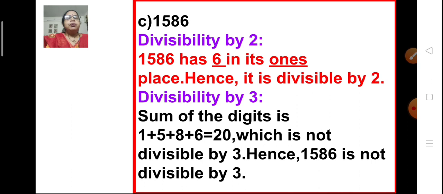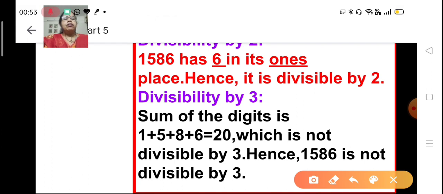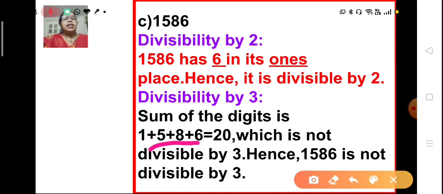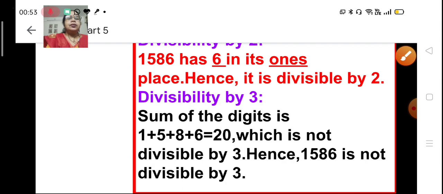Now divisibility by 3. Let's find the sum of the digits, that is 1 plus 5 plus 8 plus 6, which is 20. The sum is 20 and it is not divisible by 3. So this number 1586 is not divisible by 3.